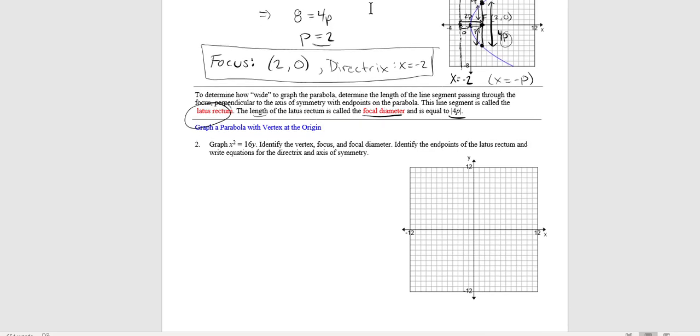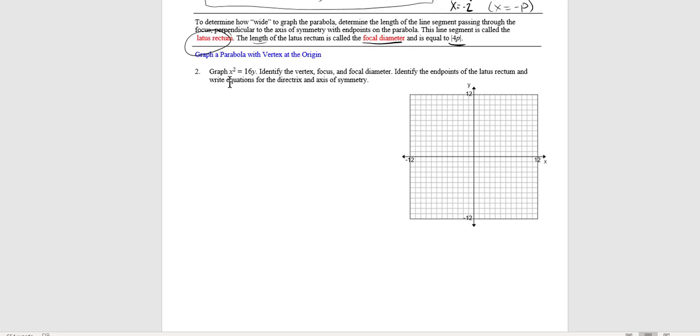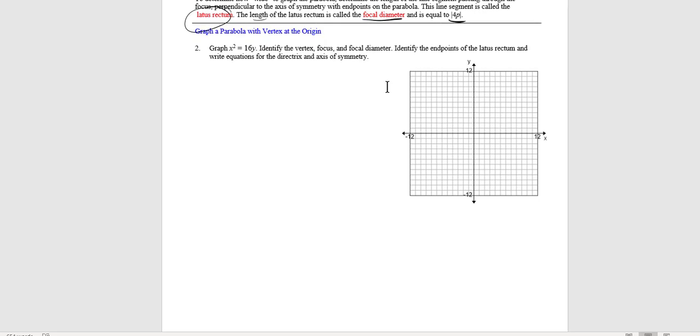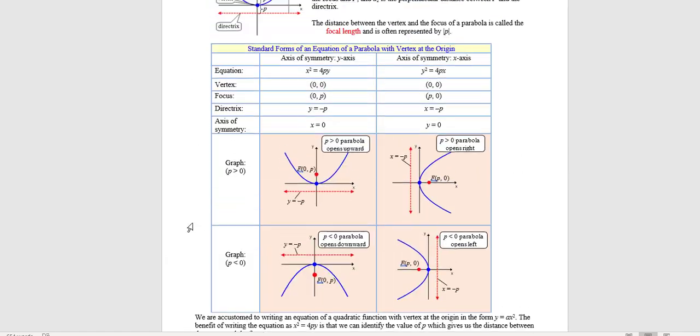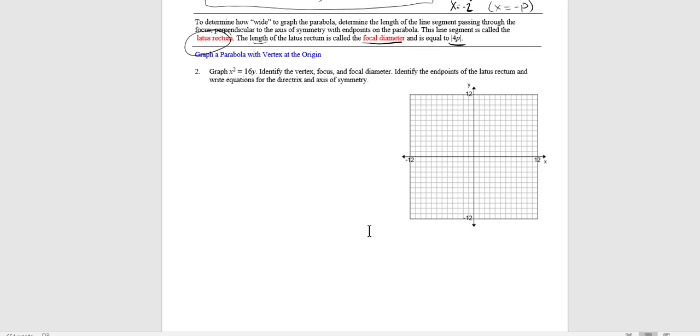So with some information about this thing, we can actually graph some of these. Let's graph a parabola with vertex at the origin, given by this equation x squared equals 16y. Let's identify the vertex, focus, and focal diameter. Let's also find the endpoints of that latus rectum that has the length given by the focal diameter. And let's write the equations for the directrix and axis of symmetry. So it's saying lay out all those table values plus this focal diameter in a nice picture. By table values, I mean all these qualities listed in this table. We want all those. So starting out at the beginning, we have x squared equals 16y.